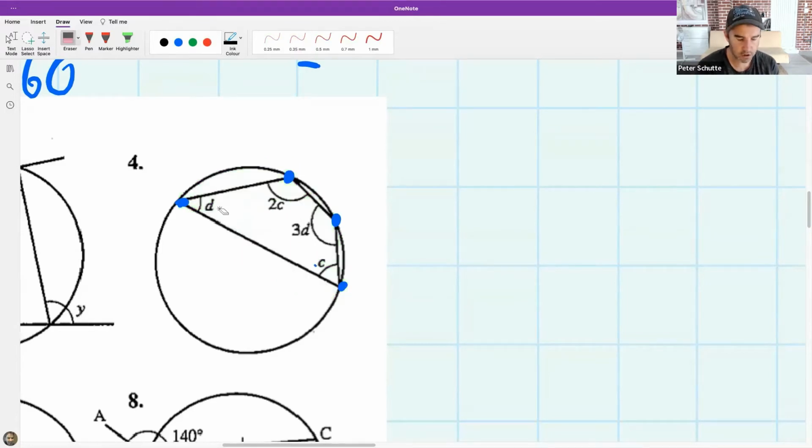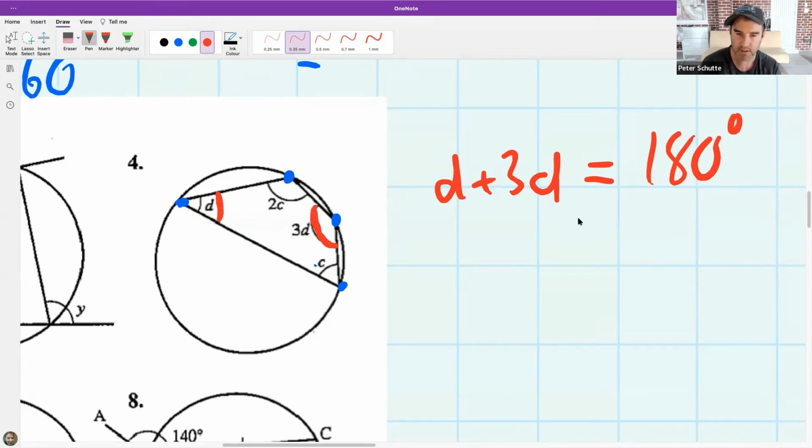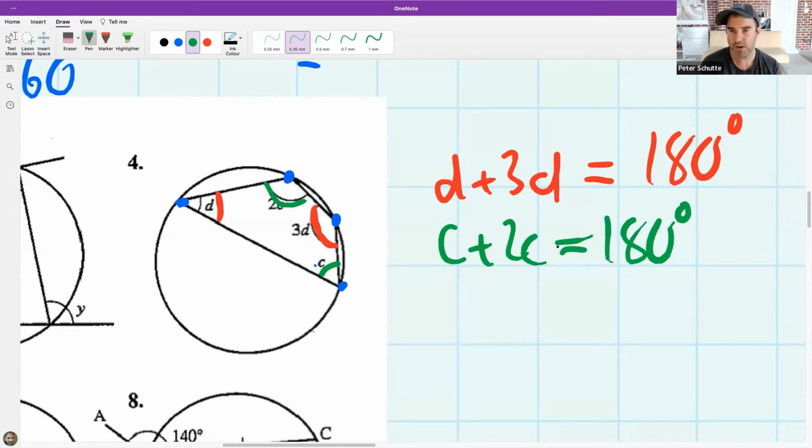So if I go to this angle here, what is the opposite angle to this one? It's going to be that one over there. Now they're not equal. We say that D plus 3D they're opposite angles, so they're supplementary. They add up to 180. The same is true of these. And it looks weird because they're hiding here, but this and this, these two, C plus 2C, because they're opposite angles in a cyclic quad, they add up to 180. So that's where it comes from.